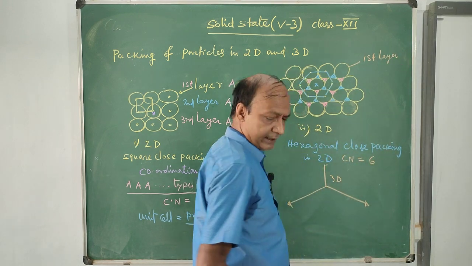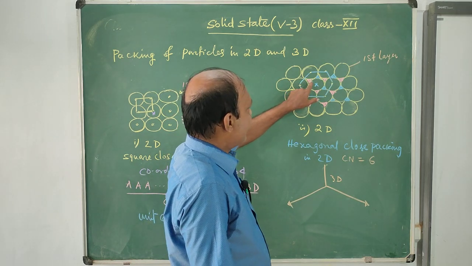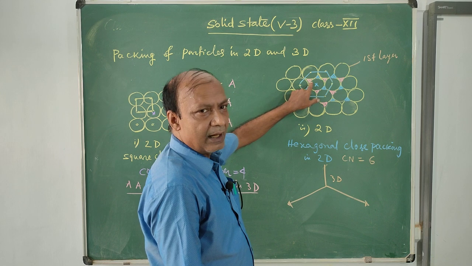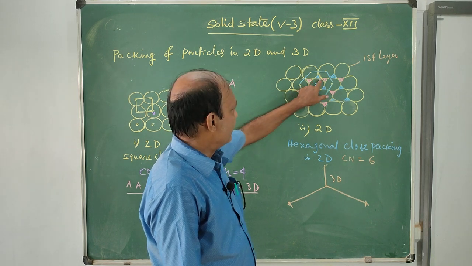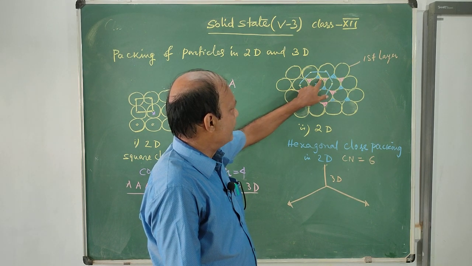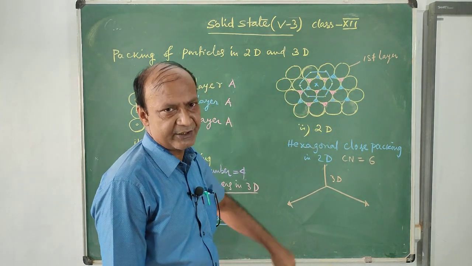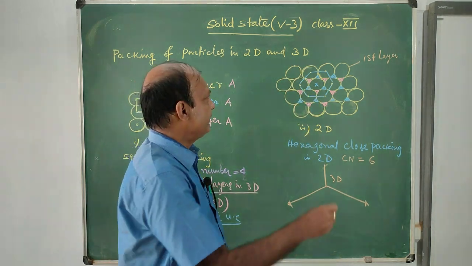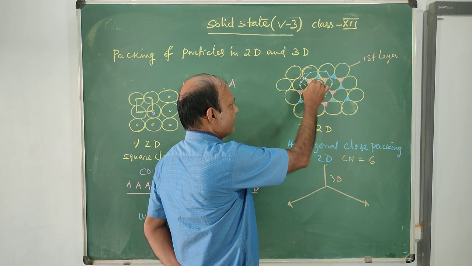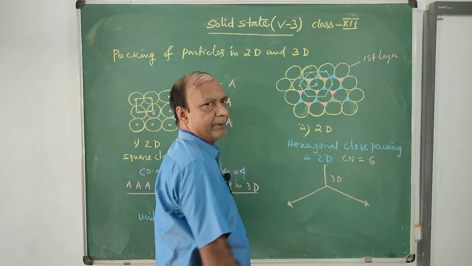If you construct the second layer, you have to put the particles over the triangular depressions. See, the triangular depressions are marked by colors, blue color, pink color. So pink triangular depression, blue triangular depression, pink triangular depression, blue triangular depression, like this. So one thing is that if you cover the pink color triangular depression like this by putting a sphere, you can only cover the pink depressions.